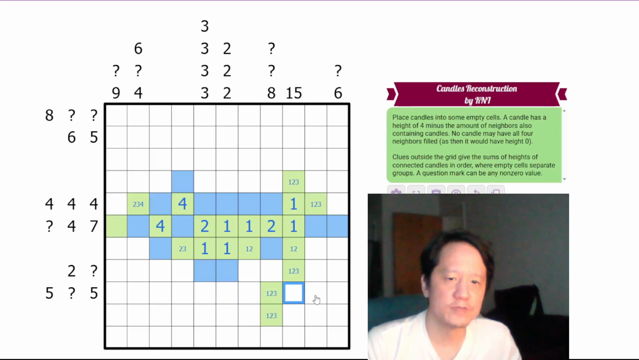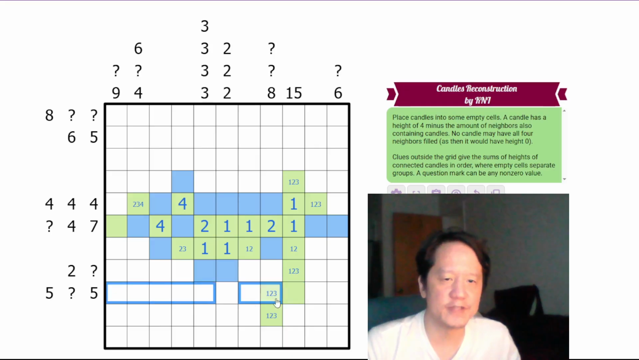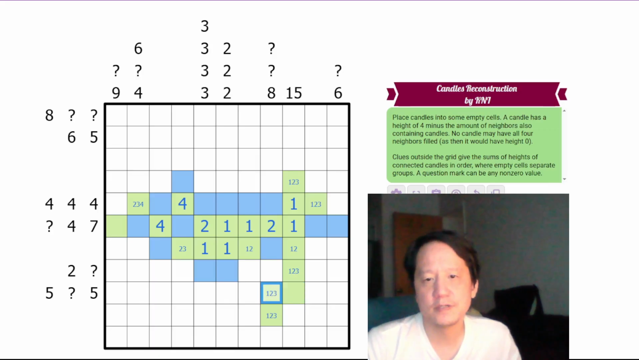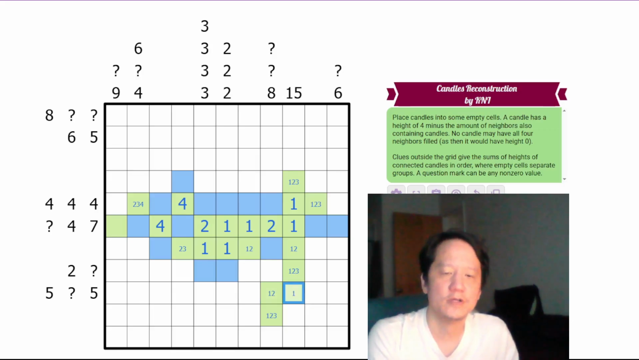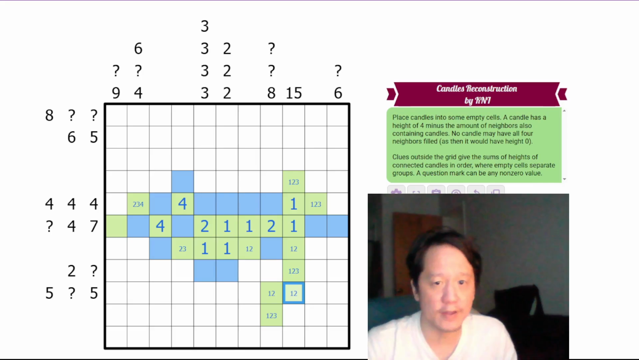Other things. What happens if this is green? If this is green, this must be part of the 5 that's at the end, because you can't have a single digit adding up to 5. You can't go blue there, so this must add up to 5 here. This has 2 neighbors with candles, so this is at most 1 or 2. This would be at most 1 or 2, same thing. So we have to have another one here.